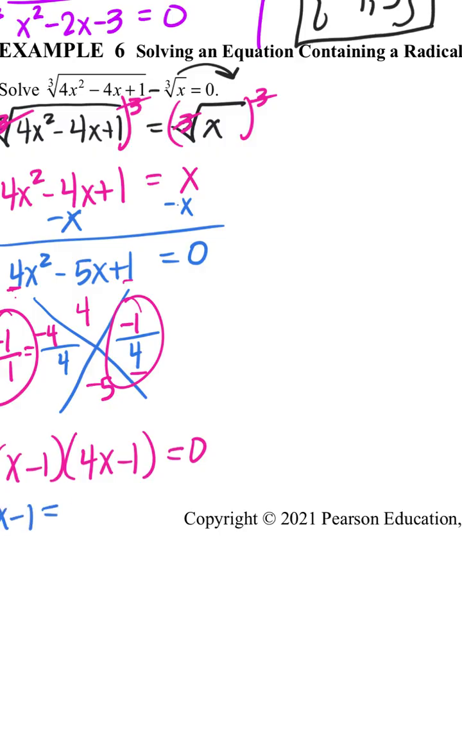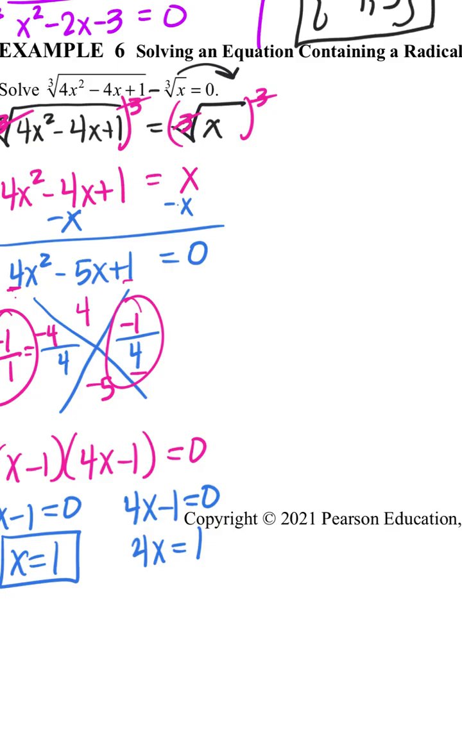X minus 1 equals 0, x is 1, and 4x minus 1 equals 0, 4x equals 1, x equals 1 over 4. So there's your two proposed solutions. If you plug them back in, then you can see if they work.